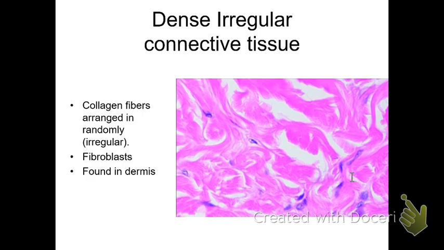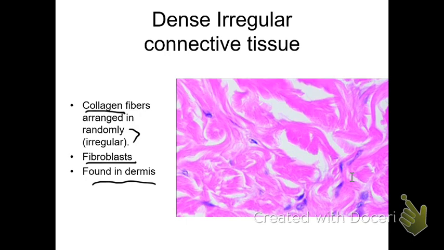In dense irregular connective tissue, there is dense packing of the fibers, the collagen, but in irregular patterns. So I see this as swirly whirlies. That's when I see dense irregular connective tissue, I kind of see swirly whirly kind of patterns. So what you're seeing here is that fibroblasts have made collagen, but in more random or irregular patterns. And this is what you find in your dermis.